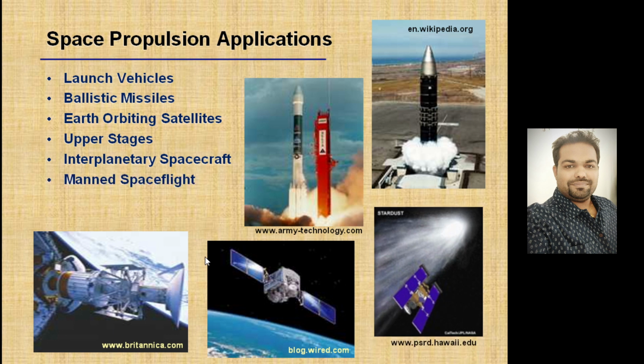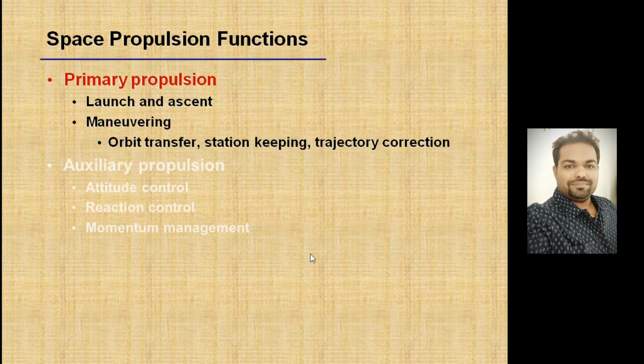and manned space flight, right? This is another example of space propulsion devices. If we look at the functioning of space propulsion, the primary function is to launch and ascent the spacecraft, then maneuvering where required, orbit transfer from one orbit to another orbit, station keeping and trajectory correction.